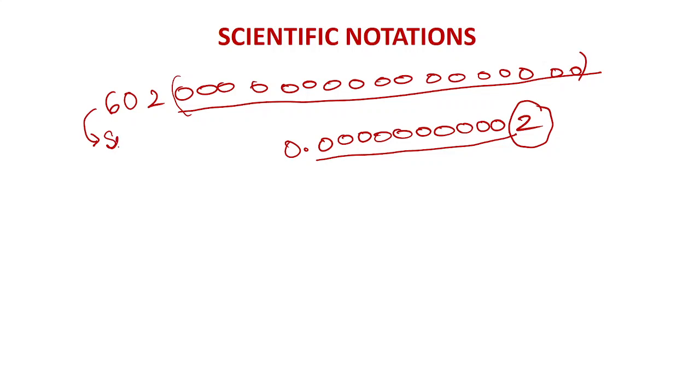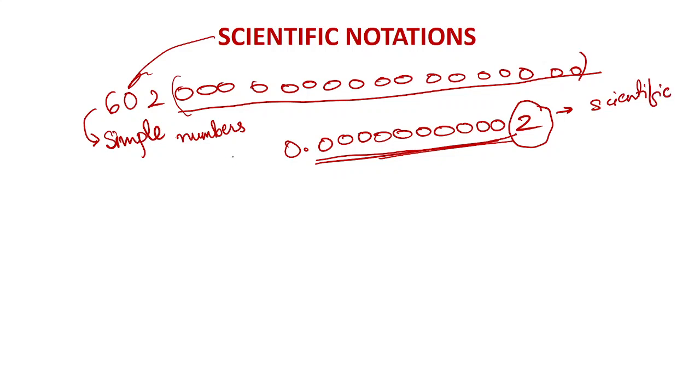These are simple numbers that you come across, and when these numbers are expressed in terms of powers of 10, that is known as scientific notation. Similarly, this is also a normal decimal number that you have come across till now. Now we will learn about the scientific notation of these numbers. So what is scientific notation? Scientific notation expresses a given number in terms of powers of 10. Now I will tell you how it is done.